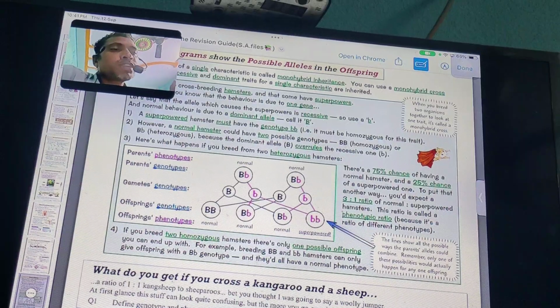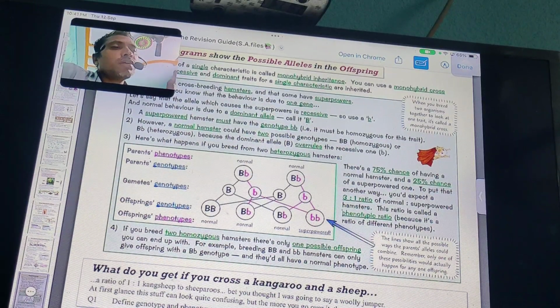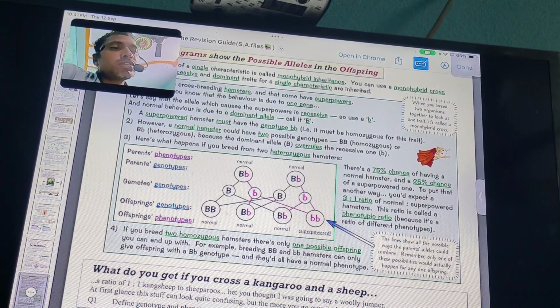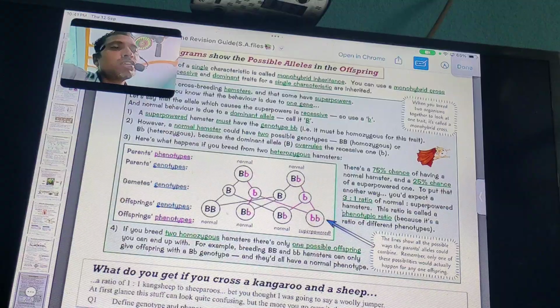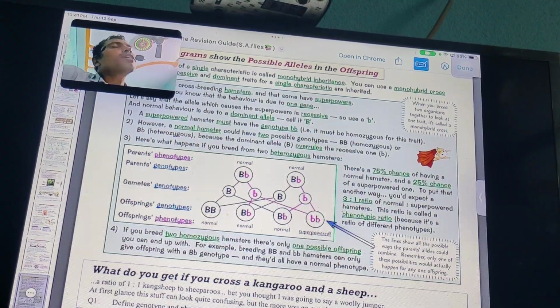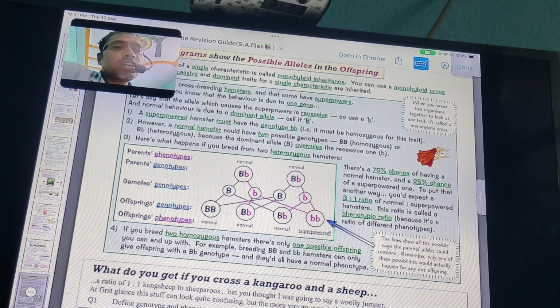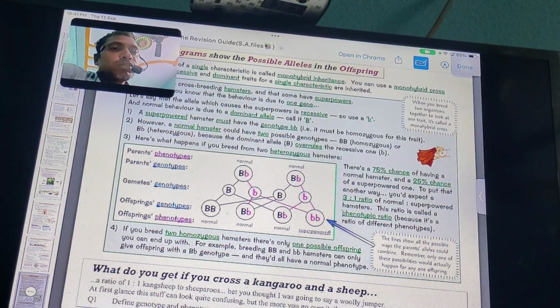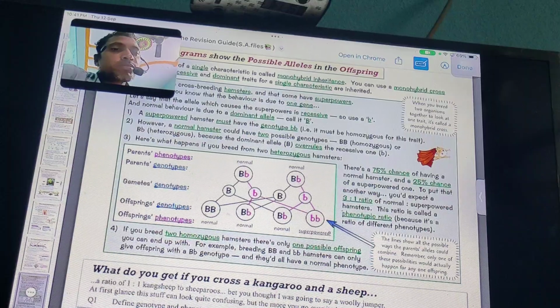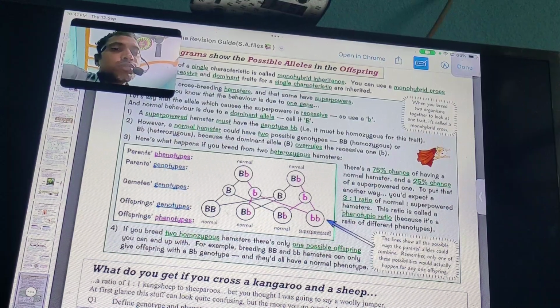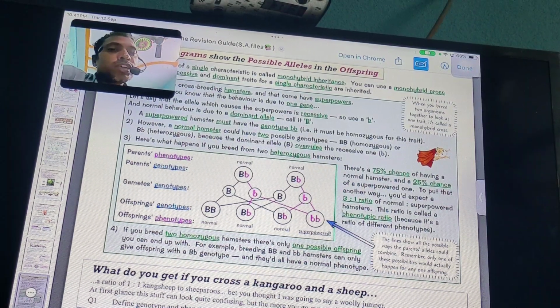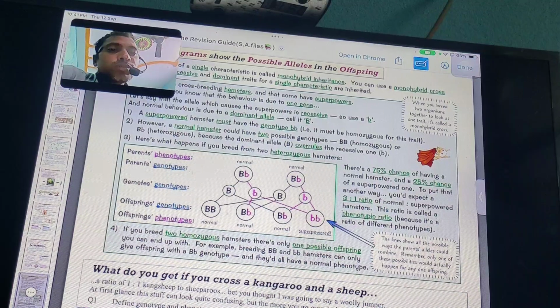Whether you take capital B or small b, both capital or both small is homozygous, and one capital and one small is heterozygous. There is the parent phenotype, the parent genotype, the gamete genotype, the offspring genotype, and the offspring phenotype.